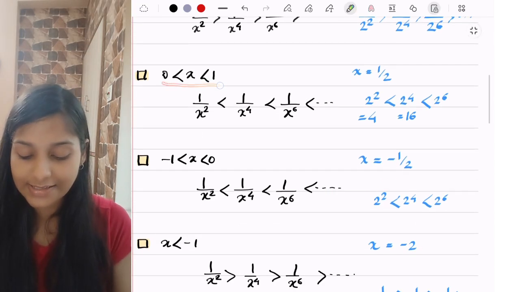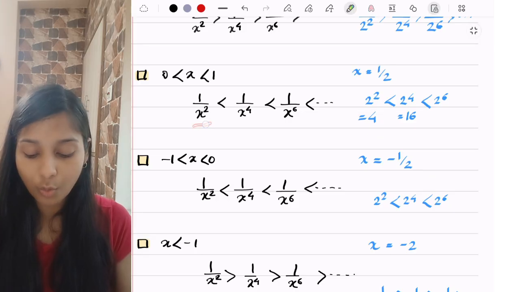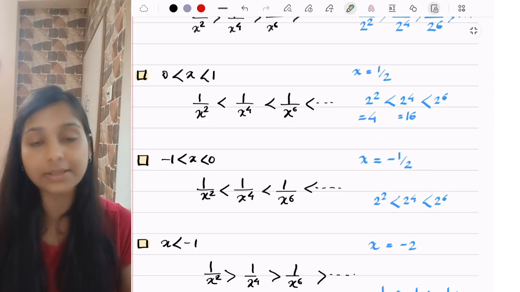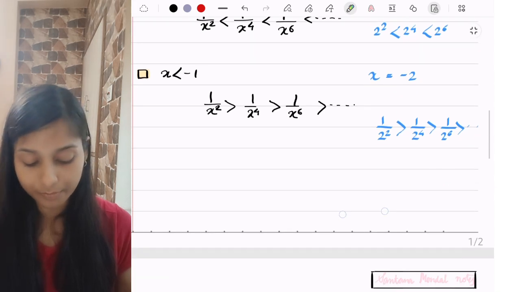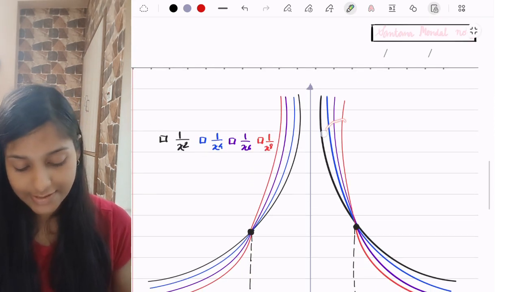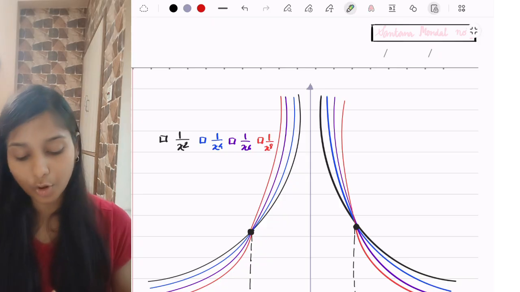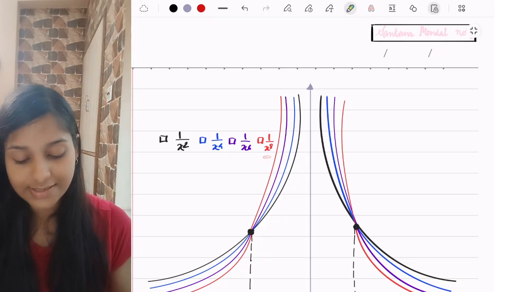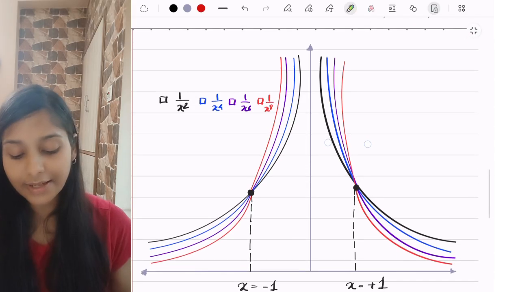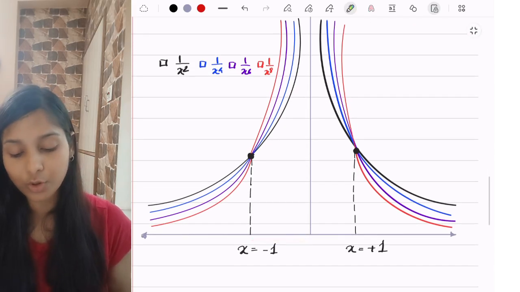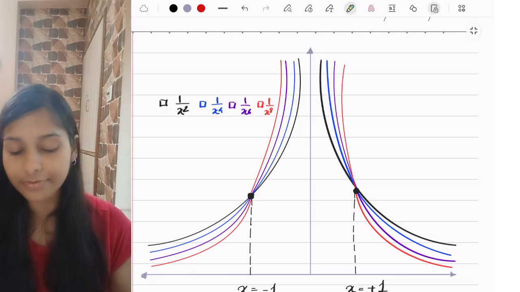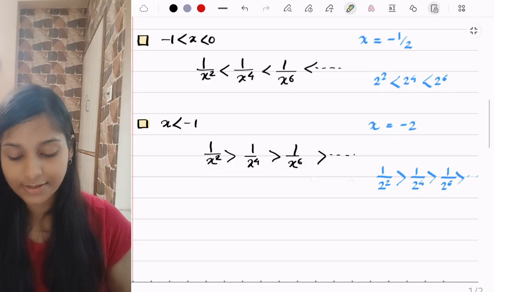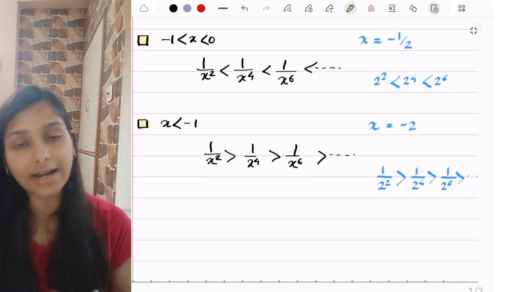Next, let us see this interval, which is 0 to 1 interval. Here 1 by x square should be at the bottom and the graph with the highest power, that means 1 by x highest power, that must be at the top. So obviously in this part 1 by x square is at the bottom and 1 by x power 8, which is this red curve, at the top. Similar thing holds in the interval minus 1 to 0. So for minus 1 to 0, we can see that the black curve is at the bottom and red curve is at the top, and this one holds here too. 1 by x square is lesser than other ones.